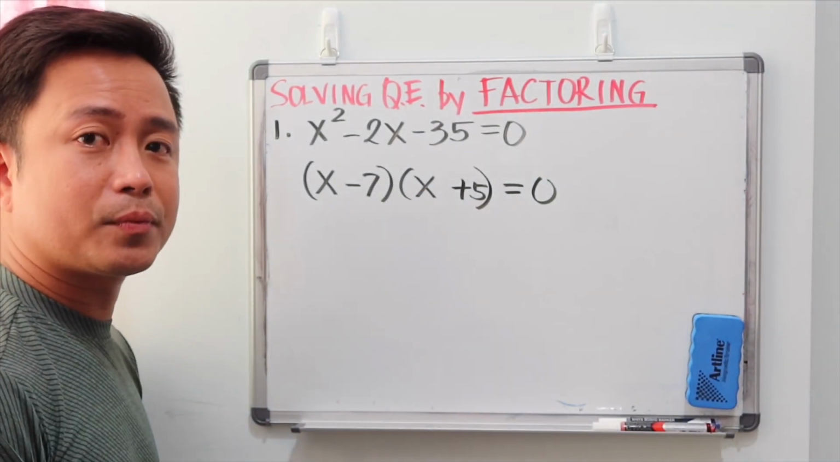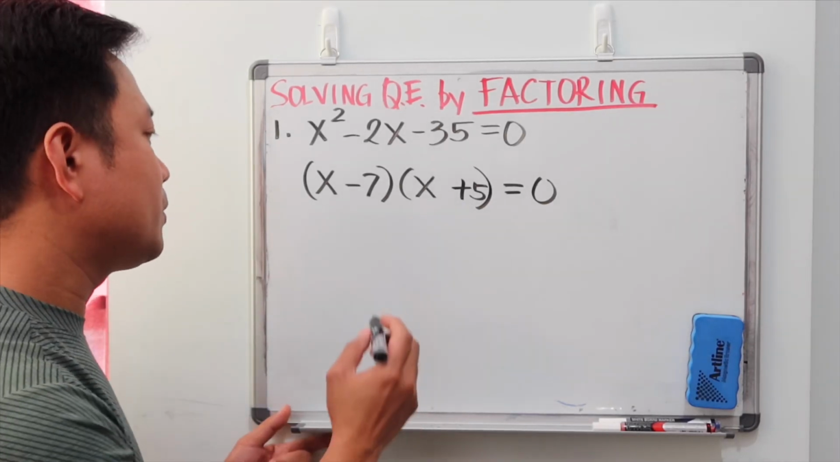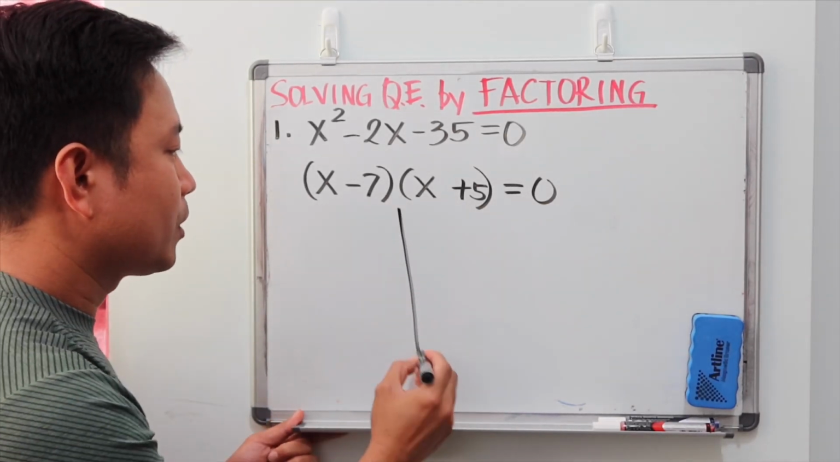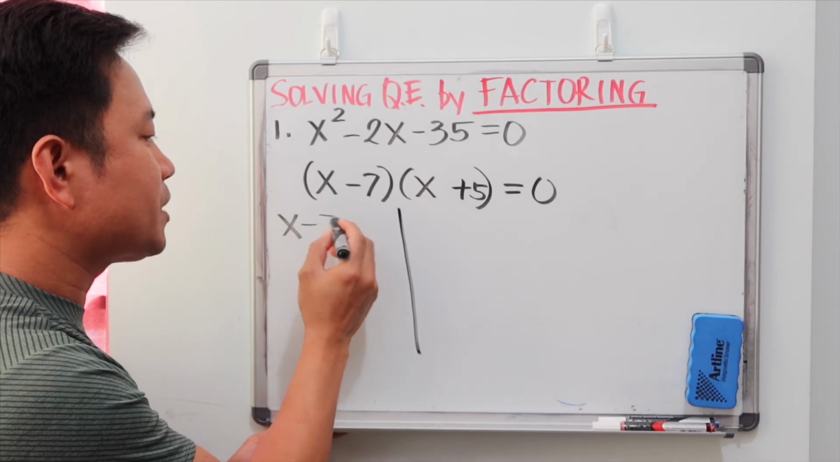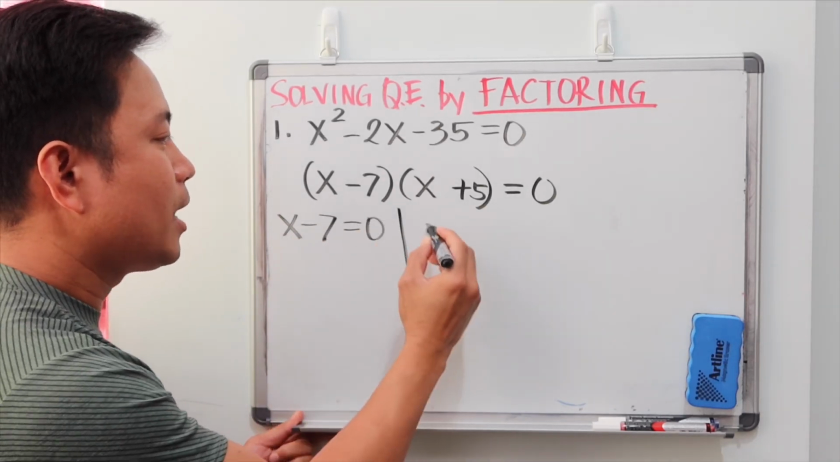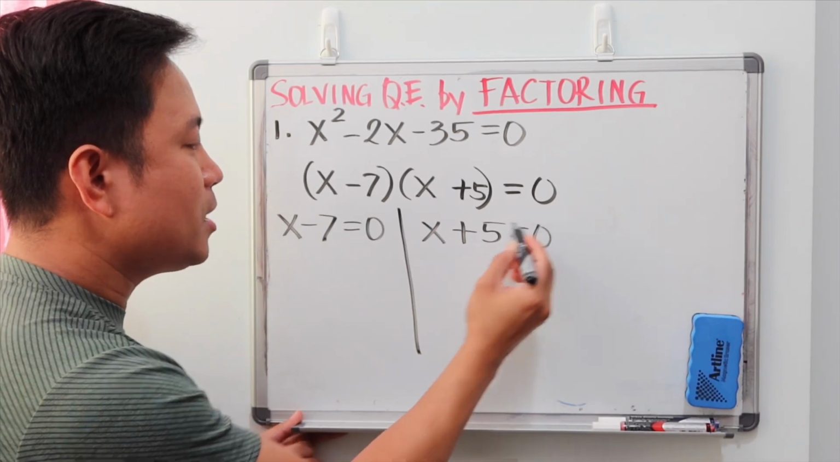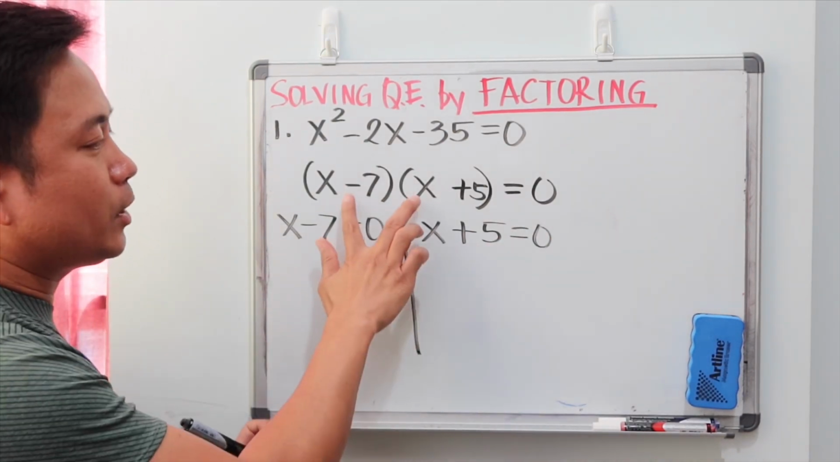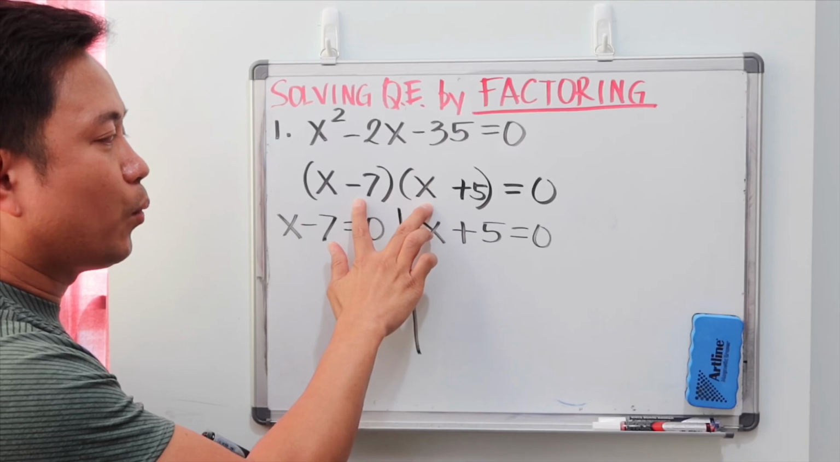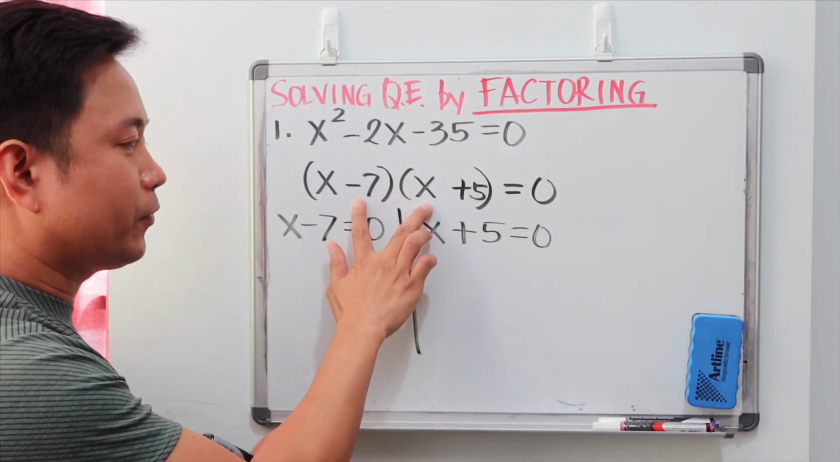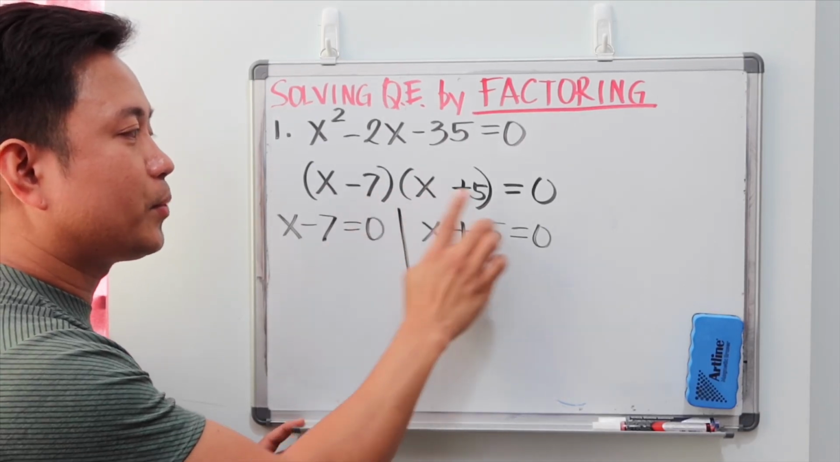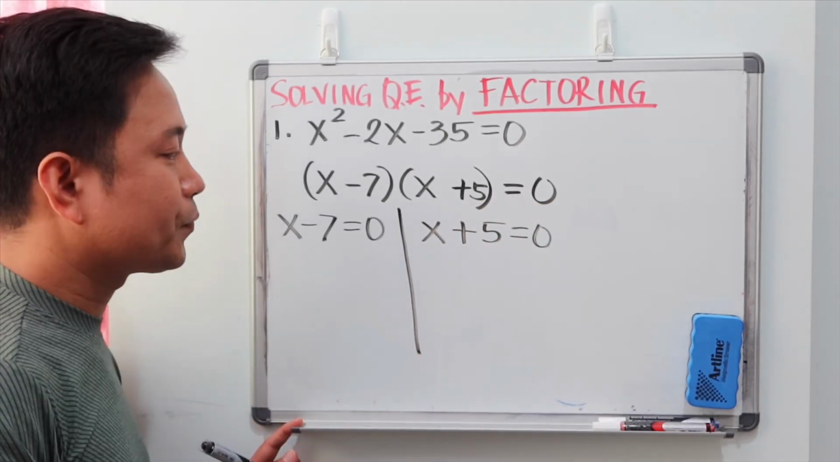So using the zero product property, we now have x minus 7 is equal to 0 and x plus 5 is equal to 0. Because this means if we're multiplying two numbers, one of them or both of them should be 0 to get a product equal to 0.